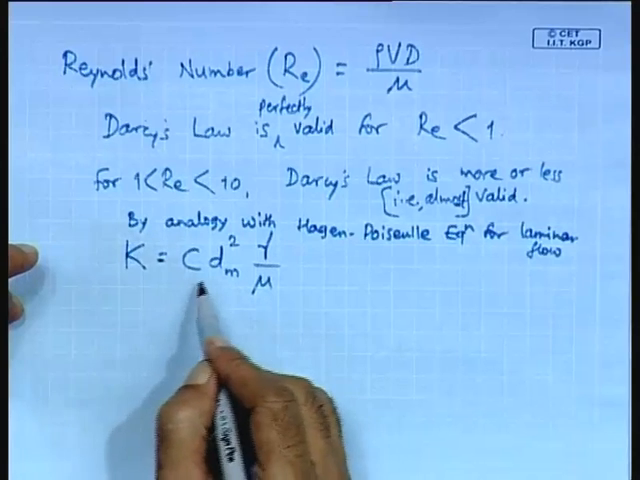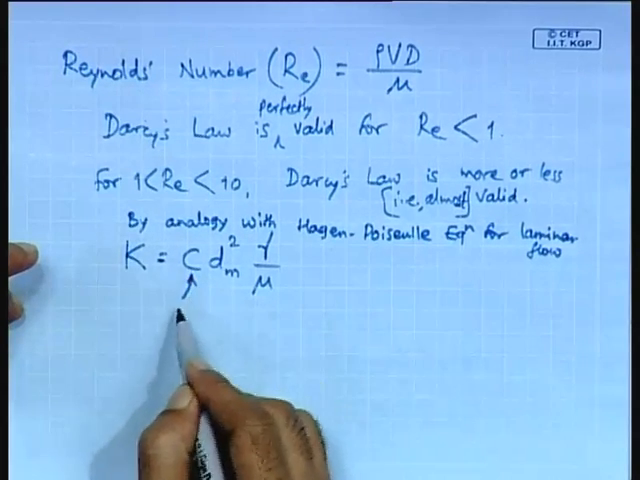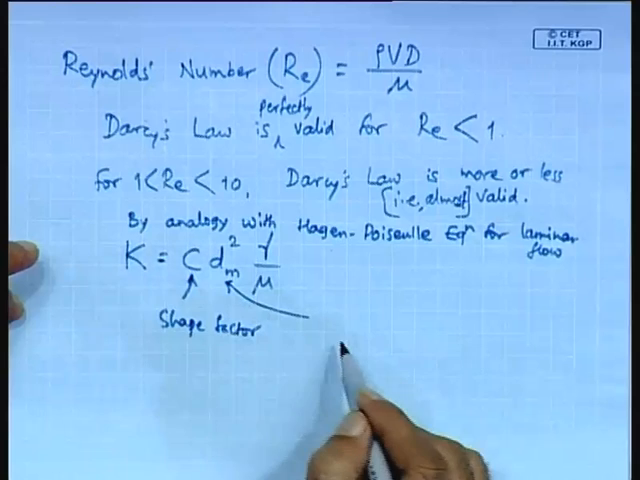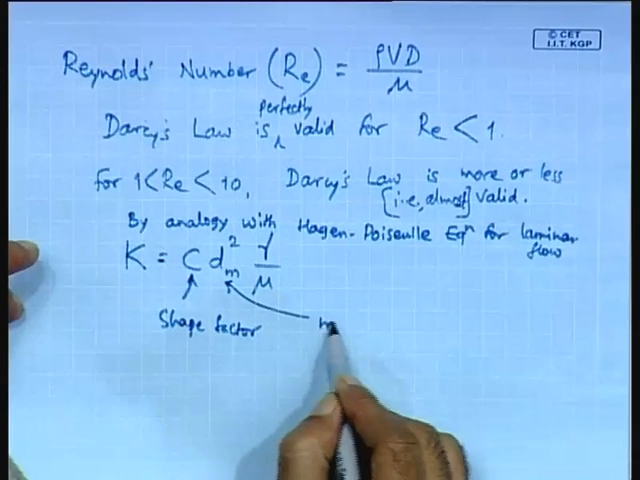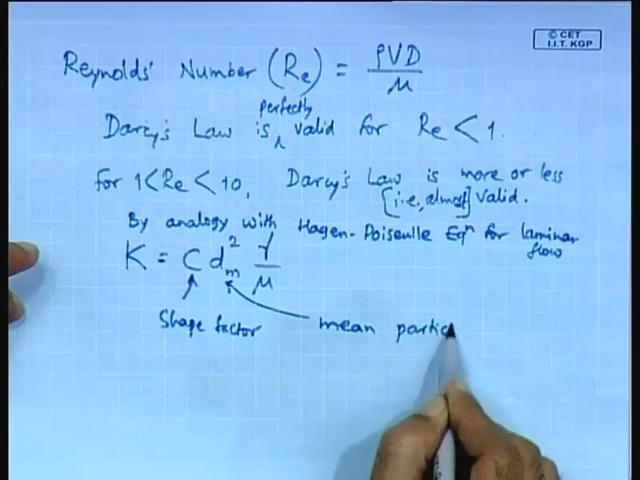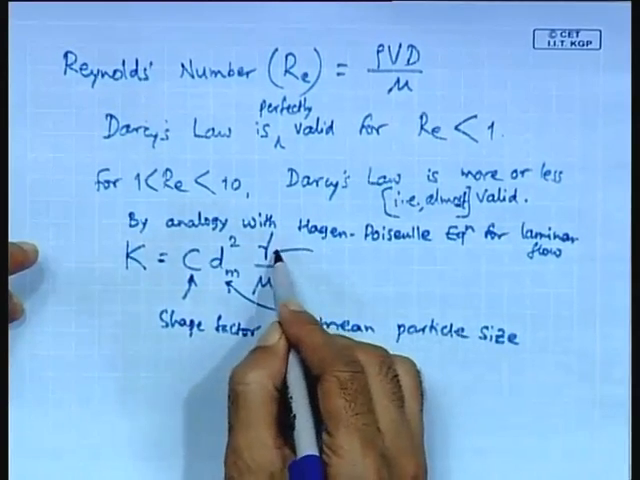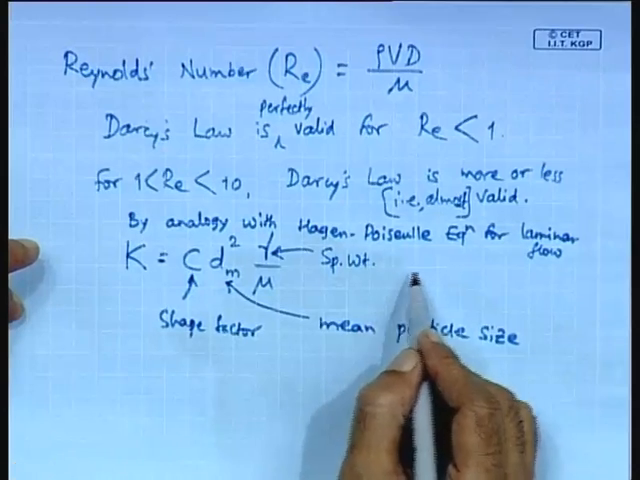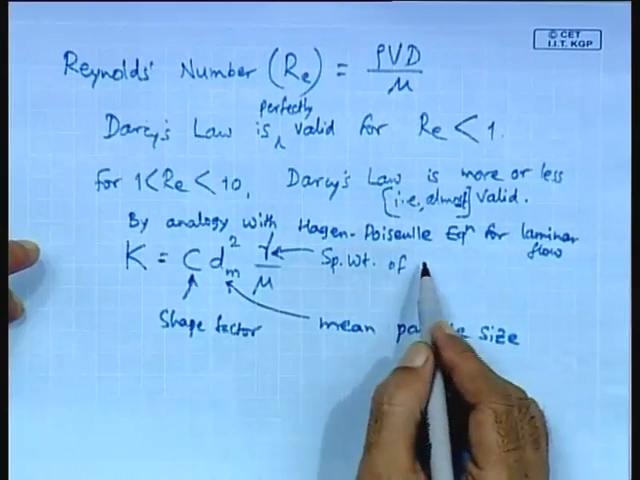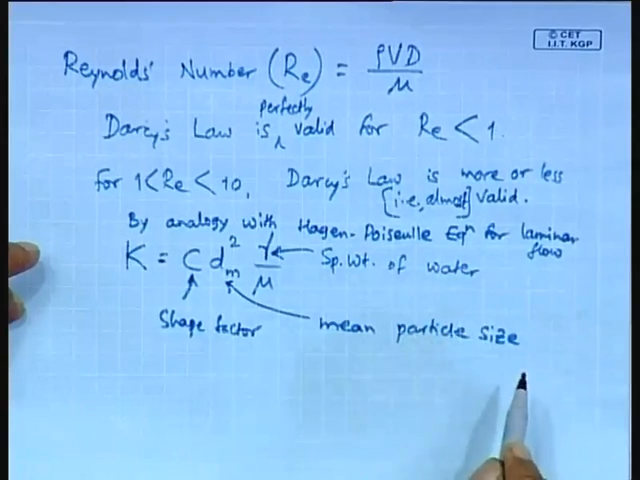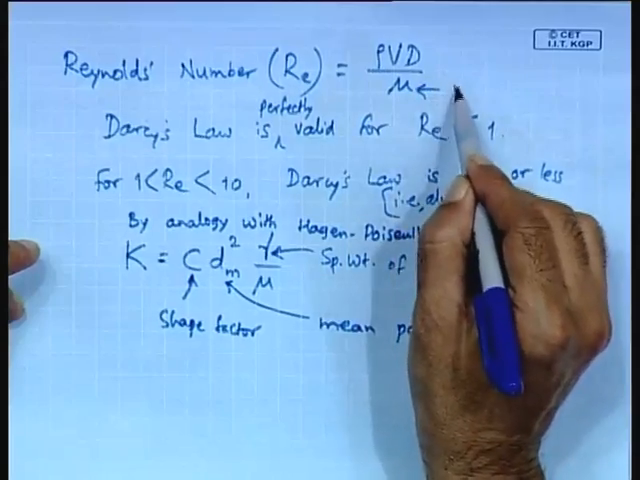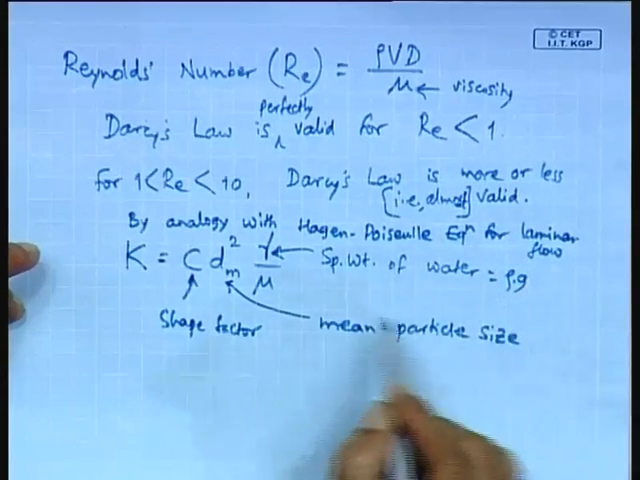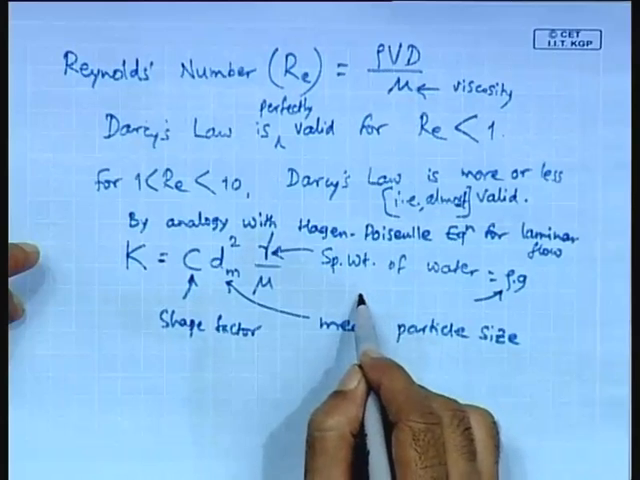So, in this coefficient of permeability, here the C is the shape factor and this dm is the mean particle size. And this gamma is the specific weight of the fluid, and of course in case of groundwater, it is water. Obviously, this mu is the viscosity, and gamma is equal to rho into g, where rho is the density of water.